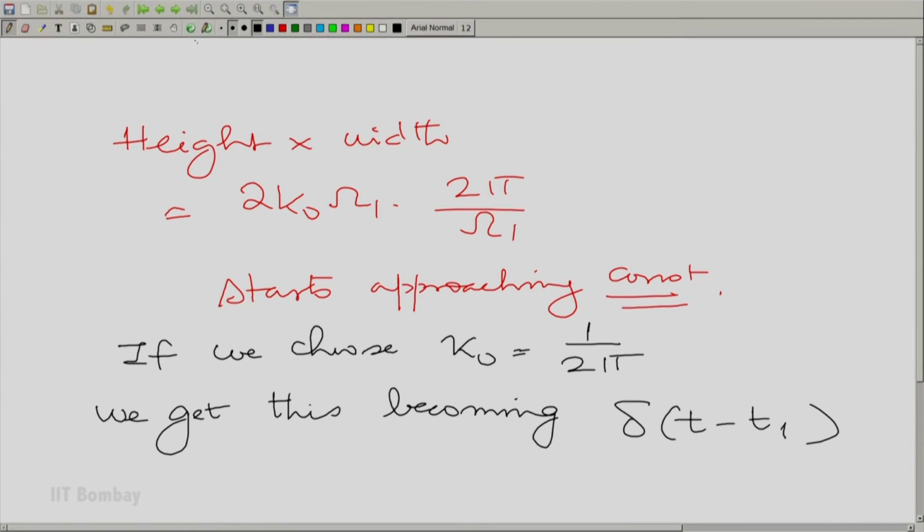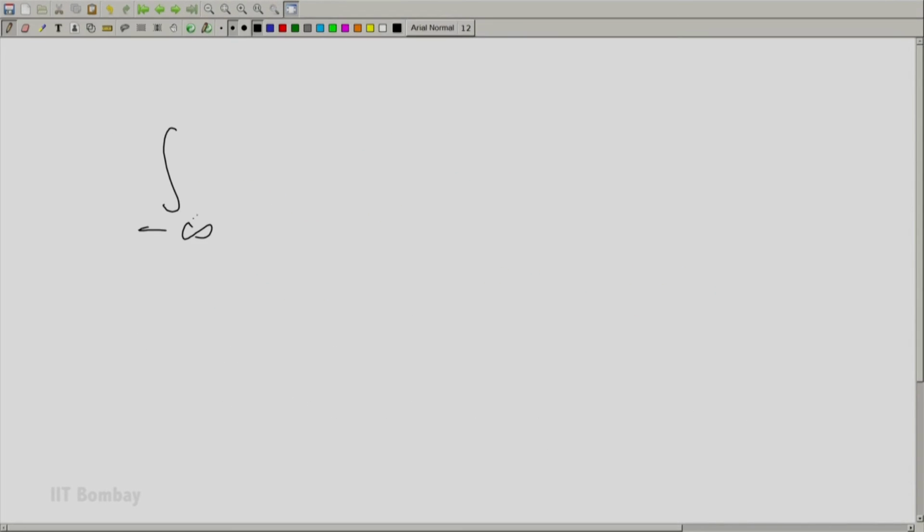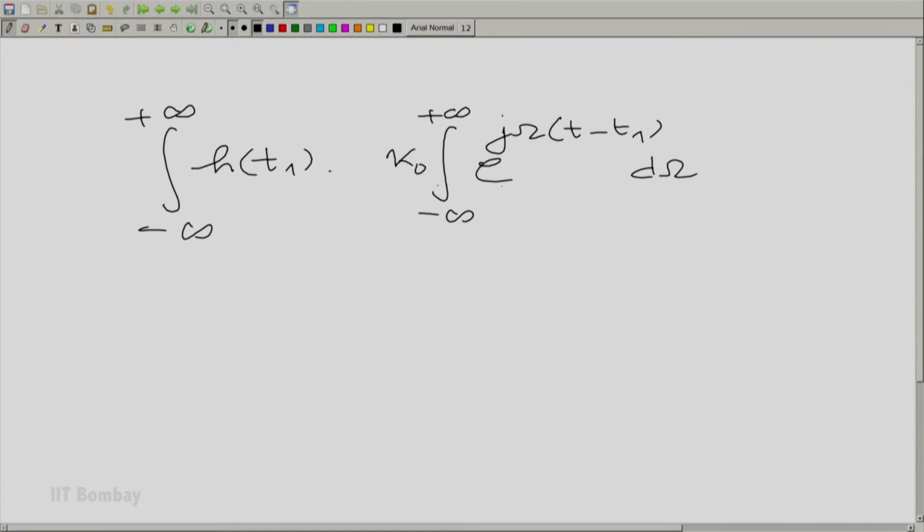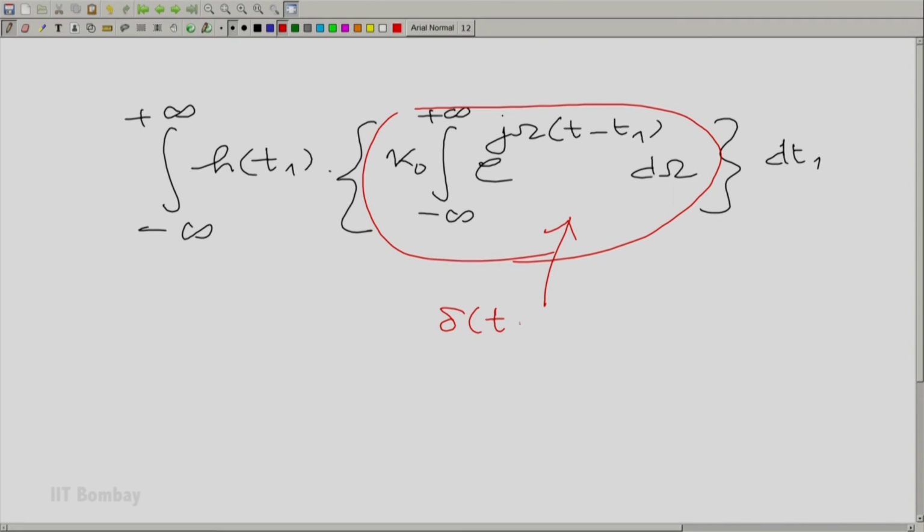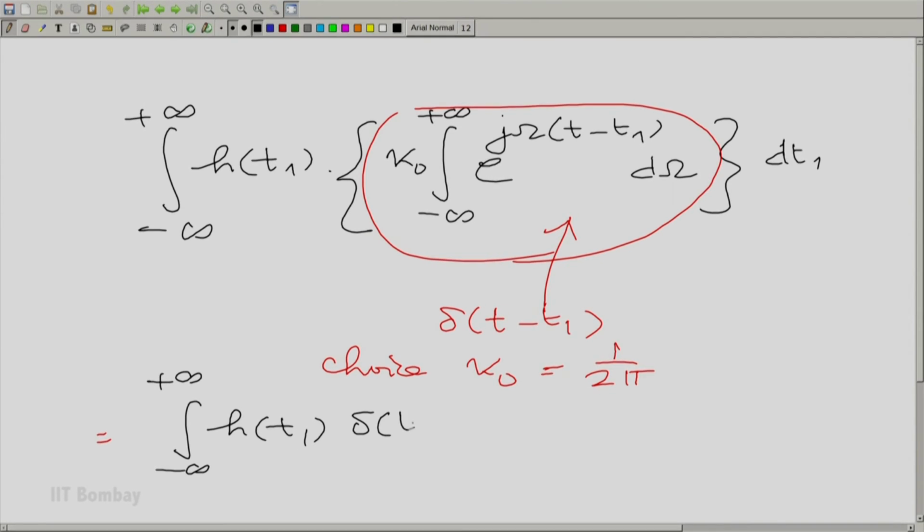And then we have a very beautiful situation. We have the integral from minus to plus infinity of h of t1 times the inner integral, kappa 0 into the integral from minus to plus infinity of e raised to the power j omega t minus t1 d omega, and then dt1. This whole thing has been replaced by delta of t minus t1 with the choice of kappa 0 equal to 1 by 2 pi, and therefore you get the integral from minus to plus infinity of h of t1 into delta of t minus t1 dt1, which is simply h of t.